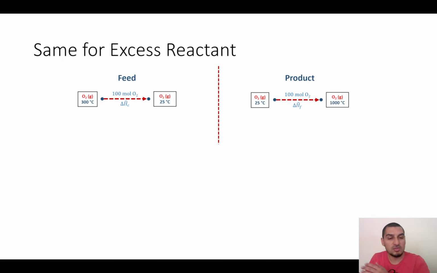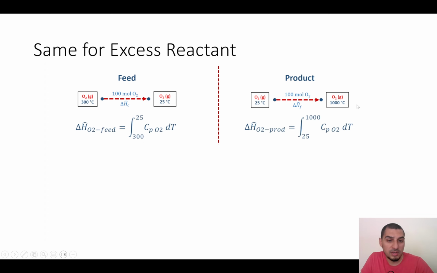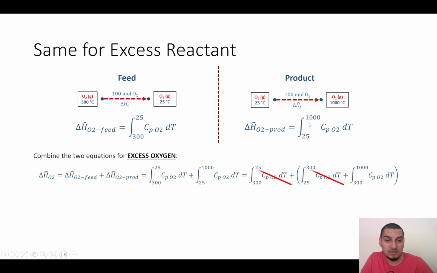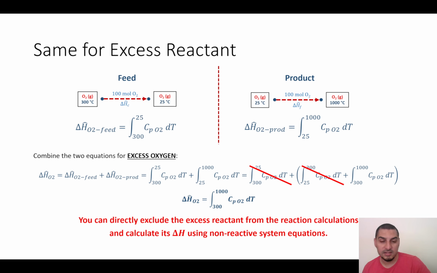We had 600 moles of oxygen in the feed, 500 were consumed and 100 was not consumed. So the 100 moles of oxygen followed the same thing. We did the delta H for these 100 moles from 300 to 25, and the delta H for oxygen in the product from 25 to 1000. So the same thing, we can break this into two, and you can get the delta H for the excess oxygen. This is clear, this applies only for excess oxygen, and then you can calculate delta H for the excess oxygen as an inert that is not part of the reaction.